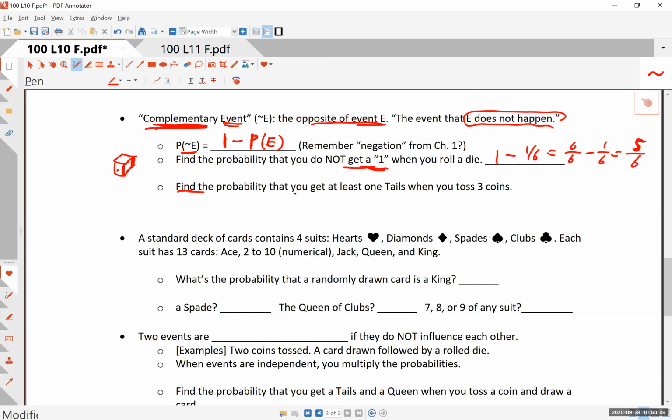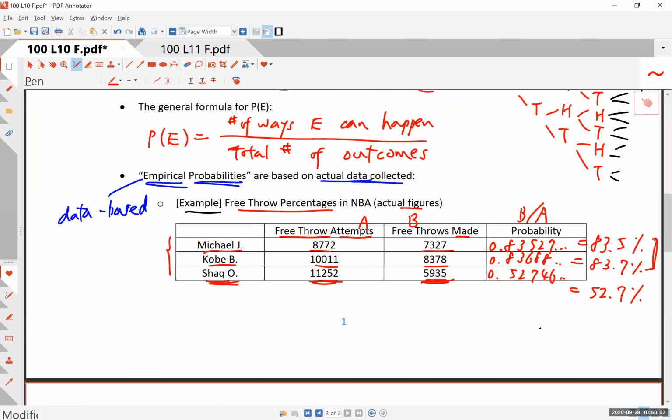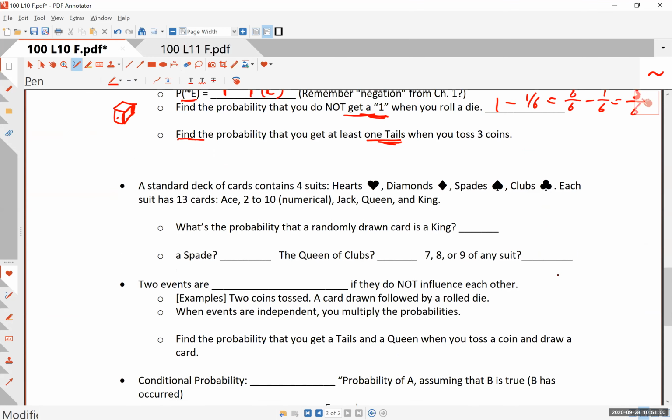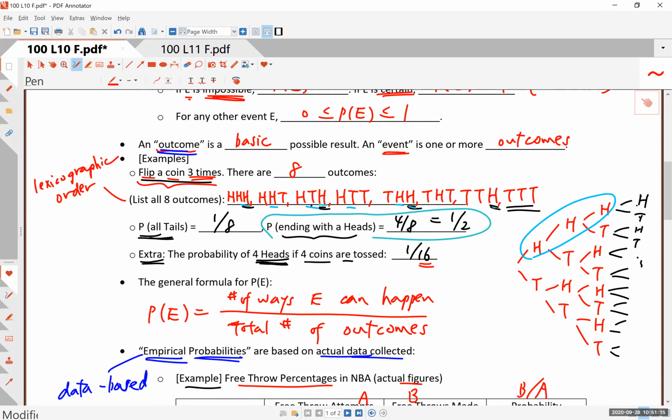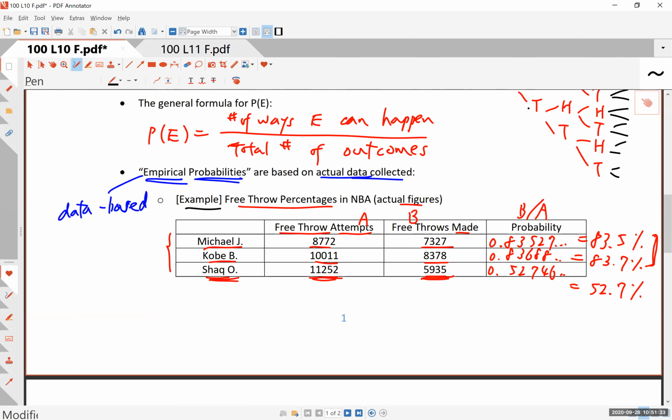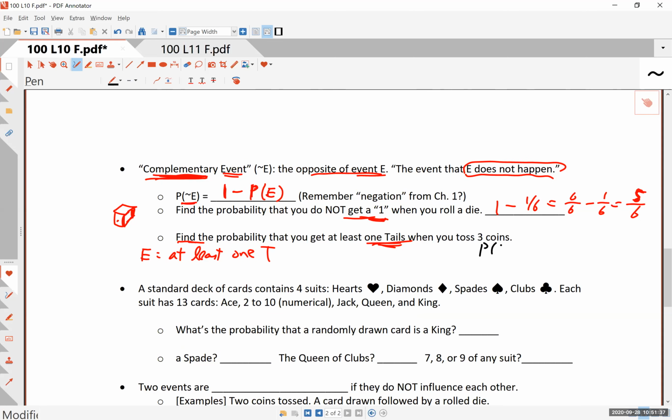What is the probability, and this is where the complementary event becomes very useful, that you get at least 1 tails when you toss 3 coins? Now, you tossed 3 coins before on the front, so you know exactly what those 8 outcomes are. So E is to get at least 1 tails. If you list all 8 outcomes, you can see that every one of them except the first one has at least 1 tails. This probability turns out to be 7/8, because 7 out of 8 outcomes have that.